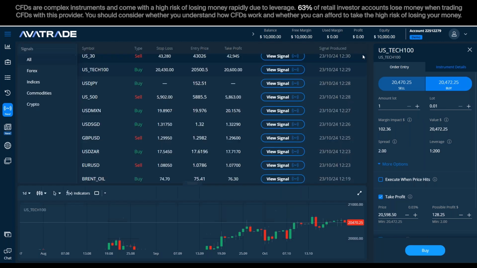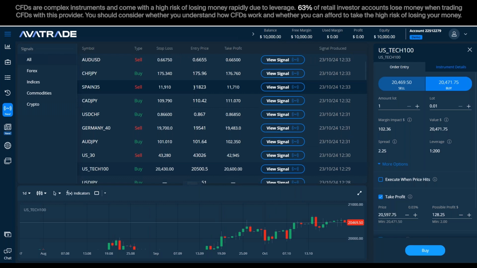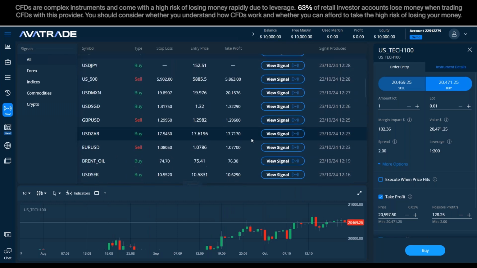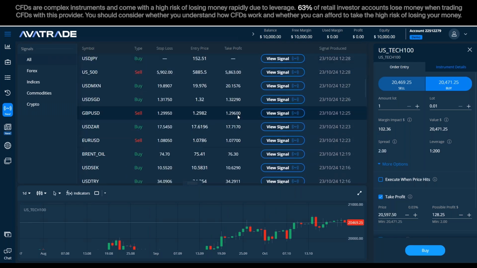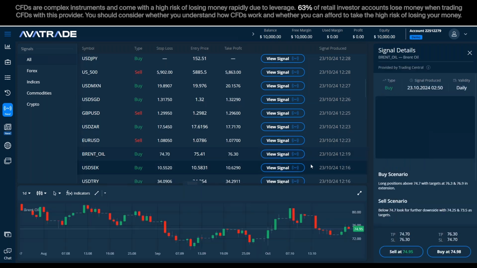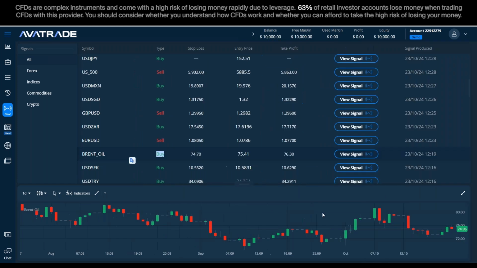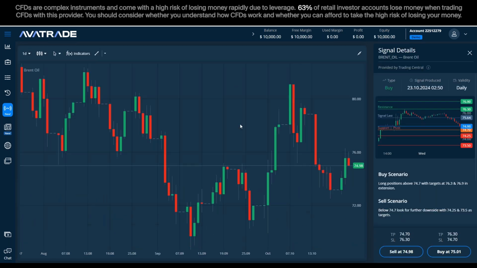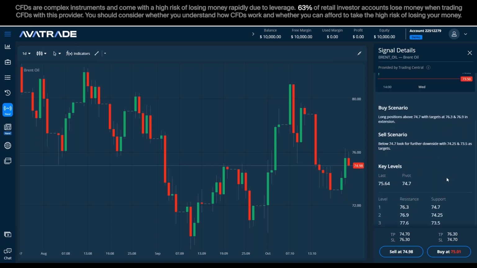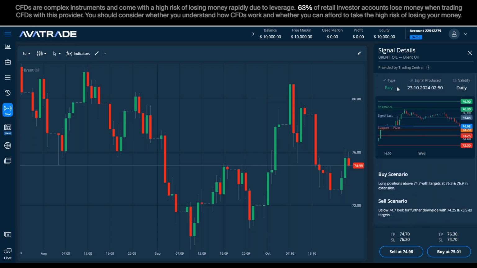For instance, let's demonstrate with another instrument. Let's take maybe oil. Okay, and this time you see that this is in a buy scenario. So once again, we're clicking here on view signal, expanding the chart. Again, I can make comparison, match the validity. Oh, it's already here. How great. Scrolling down, seeing support and resistance. Okay. We saw that this is in a buy scenario, so let's give it a shot.